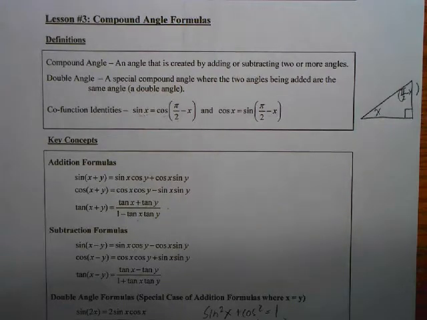We're going to continue on with our advanced functions trigonometry unit. We're going to be talking about compound angle formulas. The word compound means more than one. So we're either going to be adding two angles or subtracting two angles and figuring out the formulas that relate the new angle, either the two angles added or subtracted, back to the original two angles and their sine and cosine and tan functions.